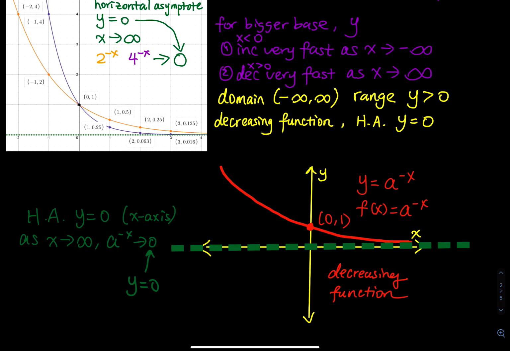And then the horizontal asymptote, this one I put in a green dashed line. HA, horizontal asymptote, is y equals 0. As x approaches positive infinity, the function approaches 0. This 0 is y equals 0, and then the entire function is a decreasing function.